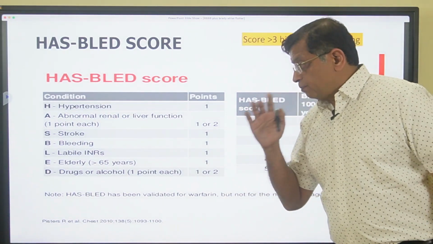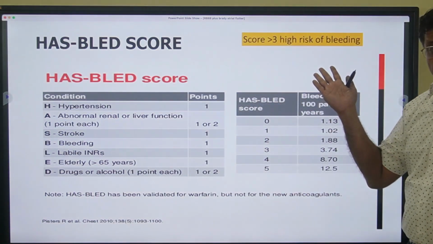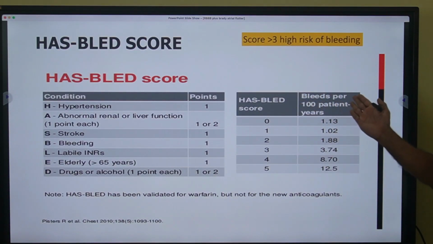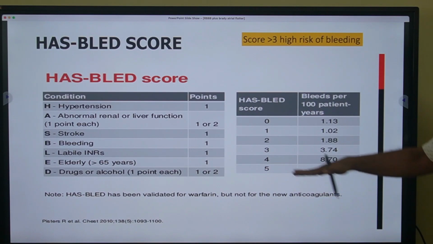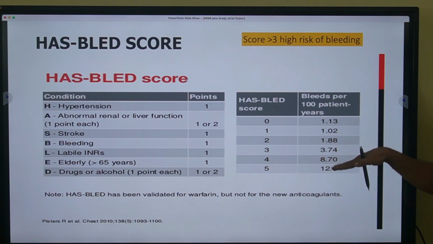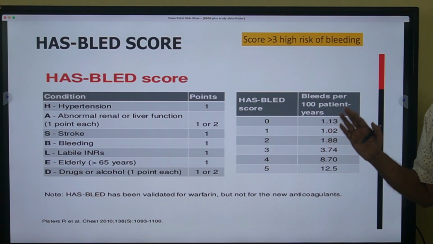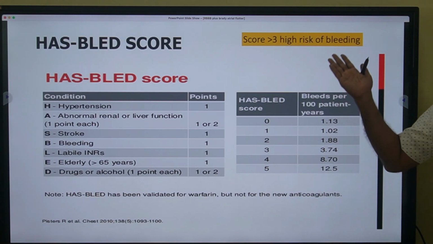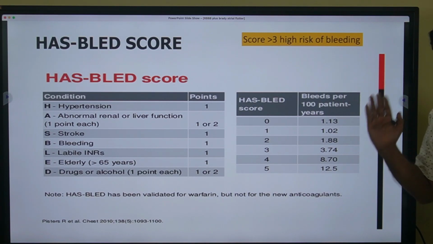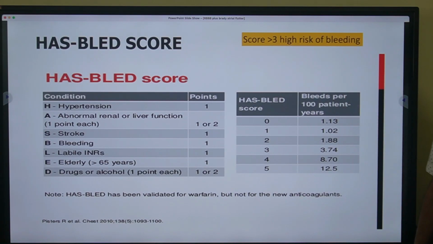So if the HAS-BLED score is more than 3, then the risk of bleeding is supposed to be high. This is the HAS-BLED score and the bleeds per 100 patient years. So if the score is more than 3, then there is almost a 3 to 5% chance of bleeding. Therefore, we usually avoid giving anticoagulant drugs to patients who have a HAS-BLED score of more than 3.